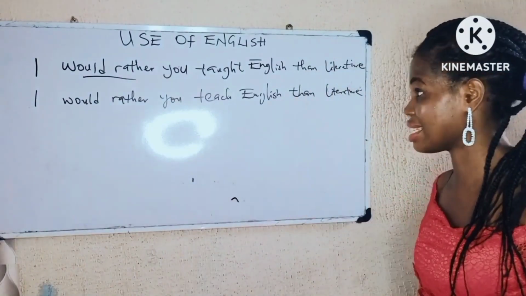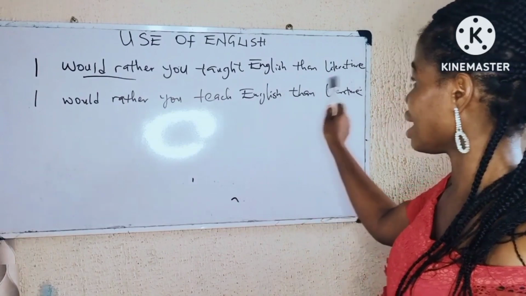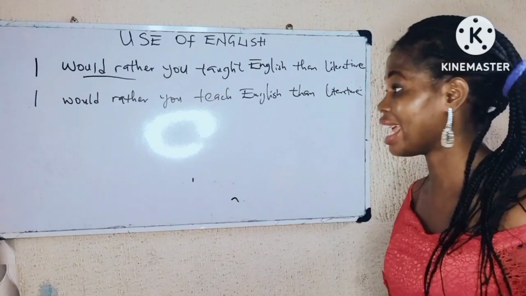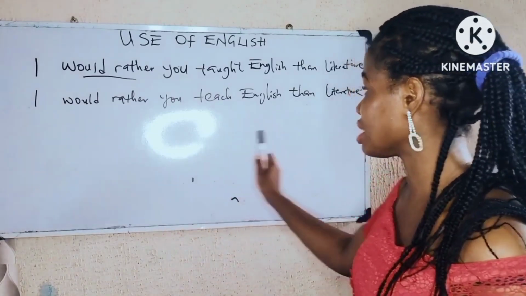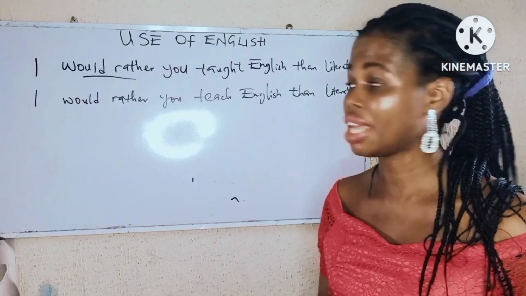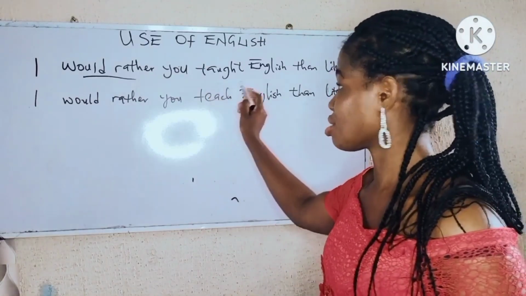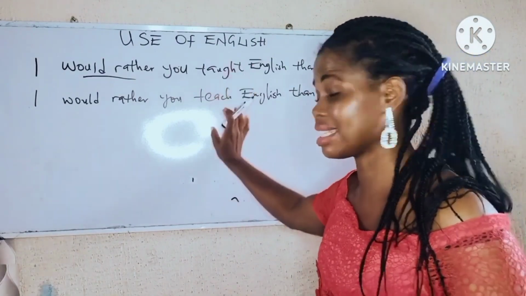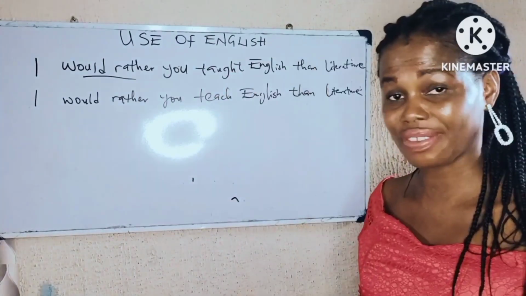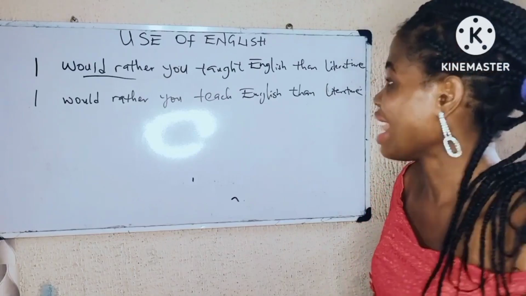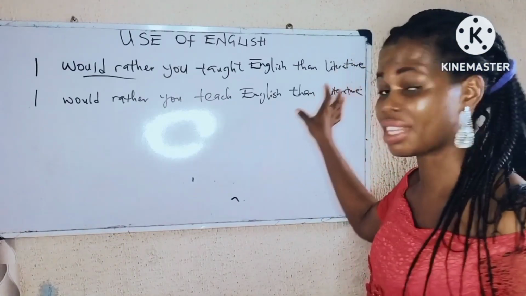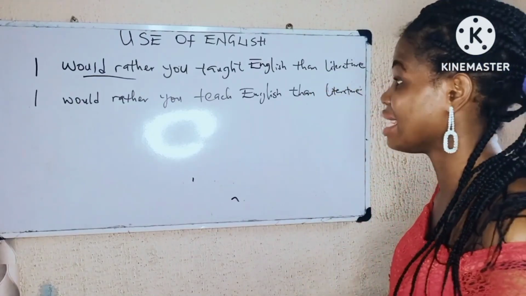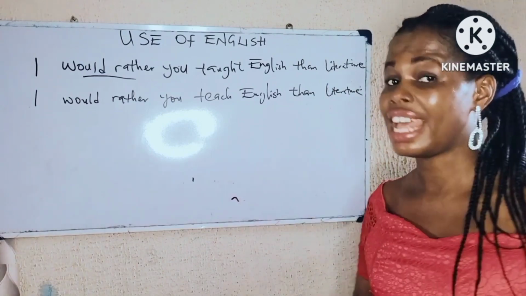Now I have two sentences here. We have, I would rather you taught English than literature. And the second sentence, I would rather you teach English than literature. In the first sentence I have taught, and in the second sentence I have teach. This is past tense and this is present tense. Which of these sentences is correct? The correct expression is the first one: I would rather you taught English than literature, and not I would rather you teach English than literature.